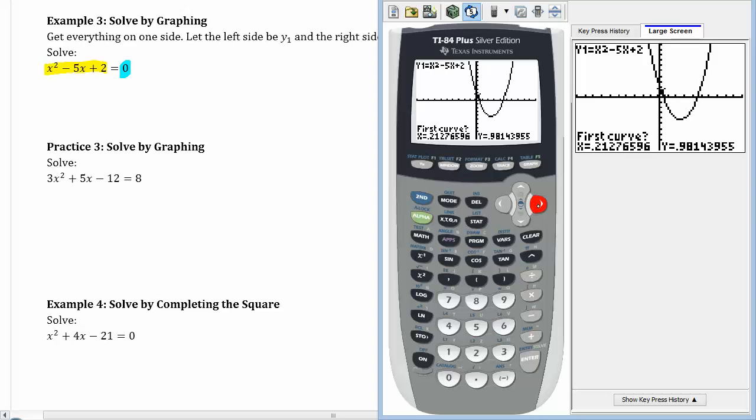Okay, so use left and right to move it close to where it crosses. And when you get close, hit enter. You'll see it will change to say second curve. It's asking where is that y equals 0 line. And so it's at the same place. You can hit enter. And then lastly, for your guess, just make sure the cursor is close to where you want and hit enter a third time. So this one gives us x equals 0.438.